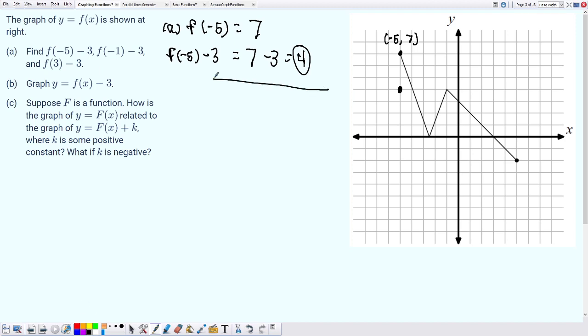Now, how about the other one? f of negative 1 minus 3. So what's f of negative 1? Well, let's go to negative 1 and then go up 1, 2, 3, 4. Therefore, f of negative 1 minus 3 is the same value as 4 minus 3, which is just 1. So the new value would be negative 1, positive 1.